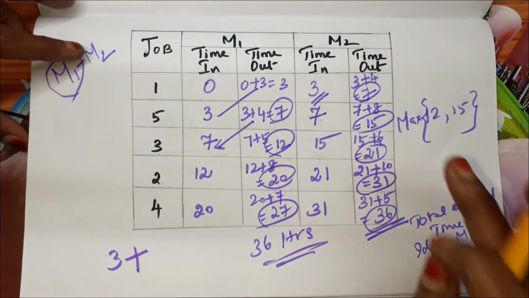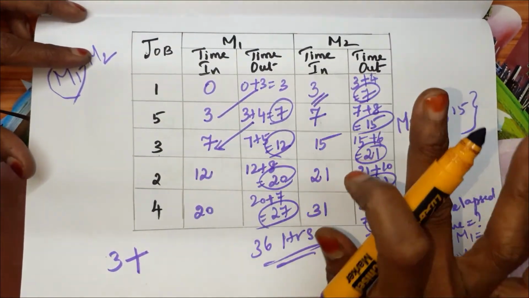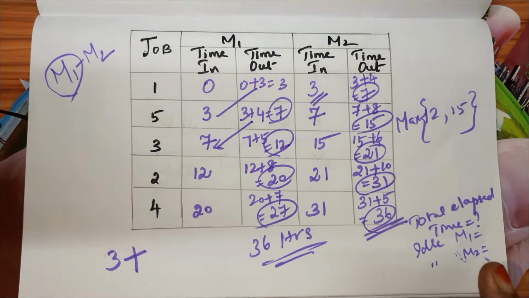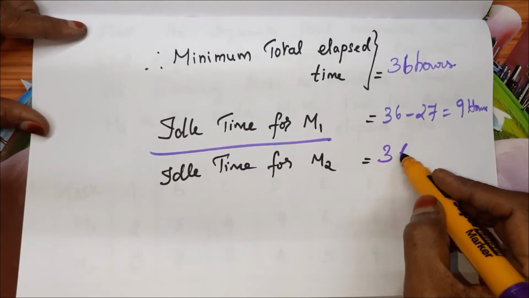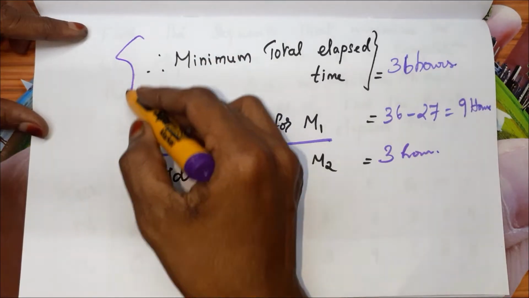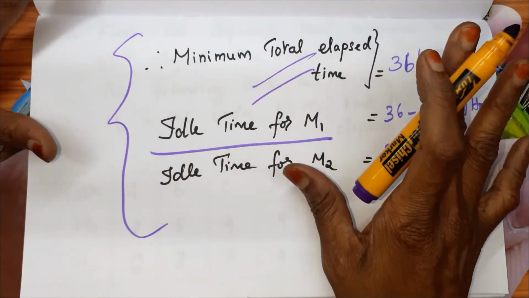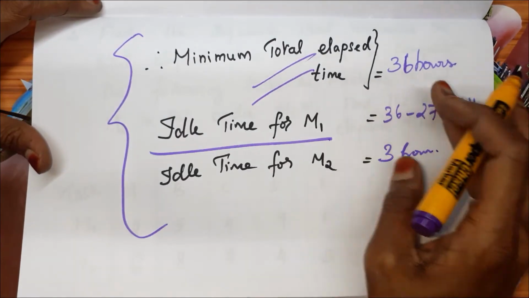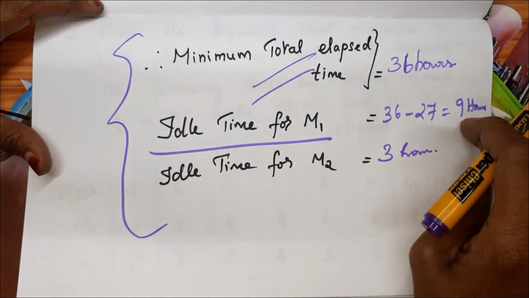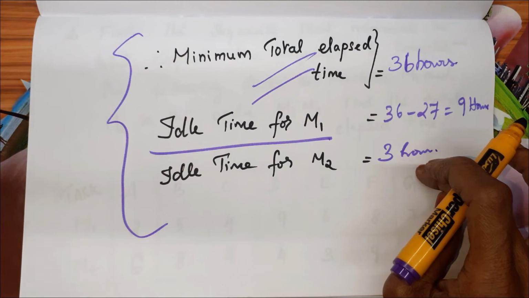So what is the ideal time for this machine? 3 hours. Is it clear? So for 3 hours, this machine is not working. These are the answers for this problem. The total elapsed time means the total project will get over by 36 hours. Ideal time for machine 1 is 9 hours. Ideal time for machine 2 is 3 hours.